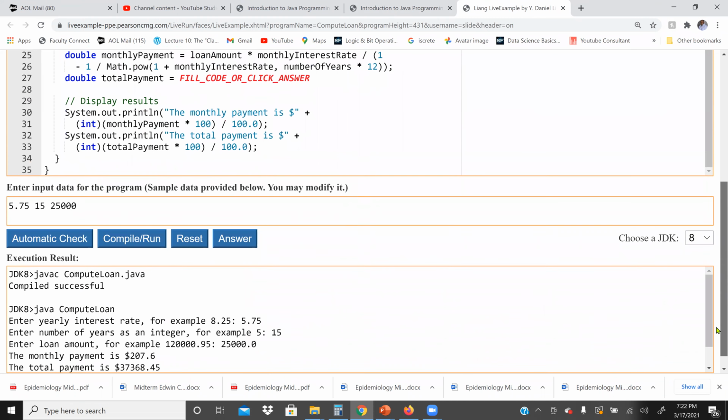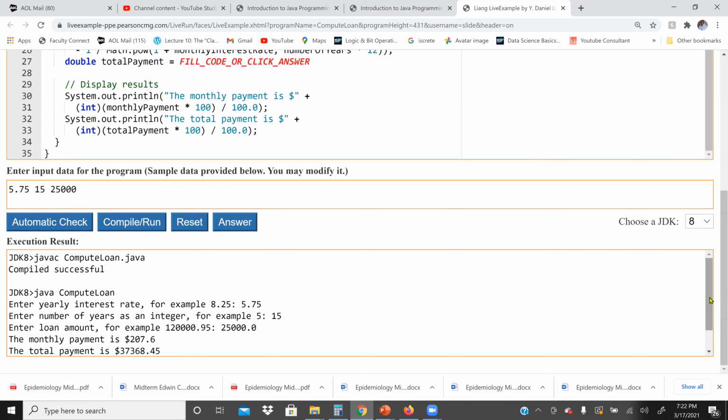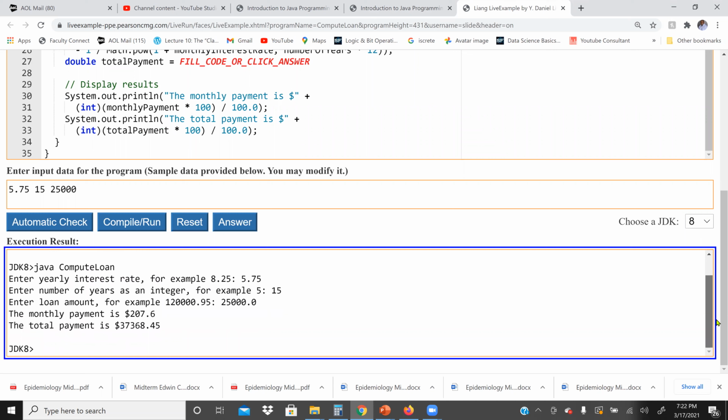So here, this is the user enter 5.75, the interest rate, 15 years, number of years, and the loan is 25,000. So here we can see our output here. Enter the year interest rate. The user entered the 5.75. Enter the number of years as an integer. The user entered 15. Then enter the loan amount. The user entered 25,000. So the monthly payment will be 207.6, which is $207.60.